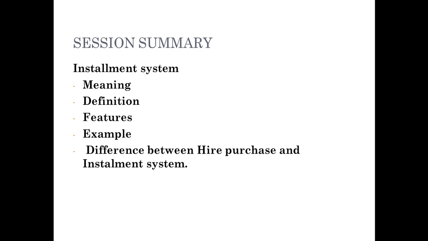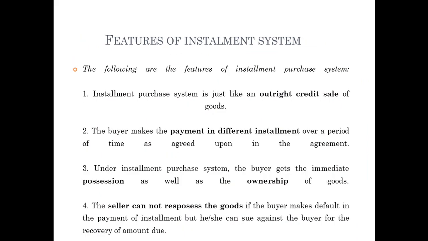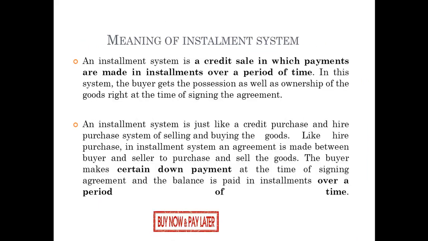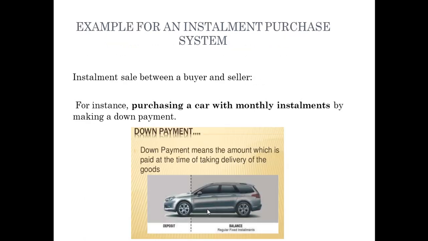Okay. So in this session, coming to the last aspect, the session summary, we'll do a recap here. First we discussed the meaning of the installment system. Two important key terms I told you to remember: one is possession and another one is ownership. It is like a credit sale where you buy now and pay later. Always keep this concept in your mind.